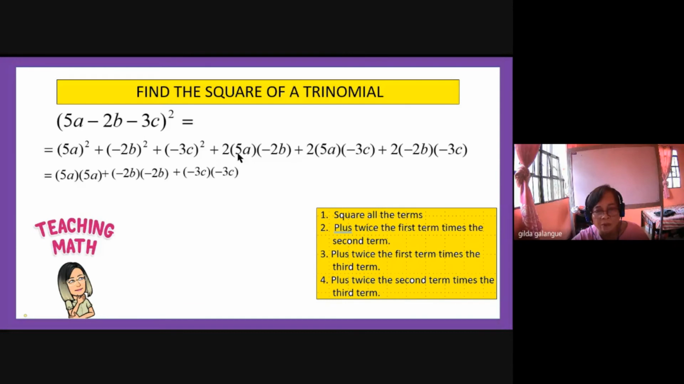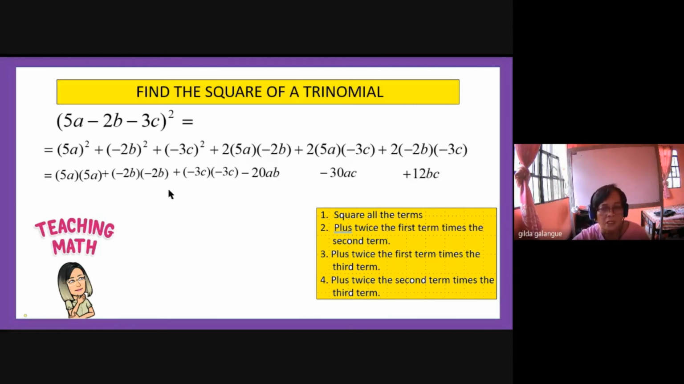So 2 times 5a is 10a. 10a times negative 2b is negative 20ab. So we have 2 times 5a is 10a. 10a times negative 3c, 10 times 3, negative 30ac. Then we have 2 times negative 2b is negative 4b. Negative 4b times negative 3c is positive 12bc.